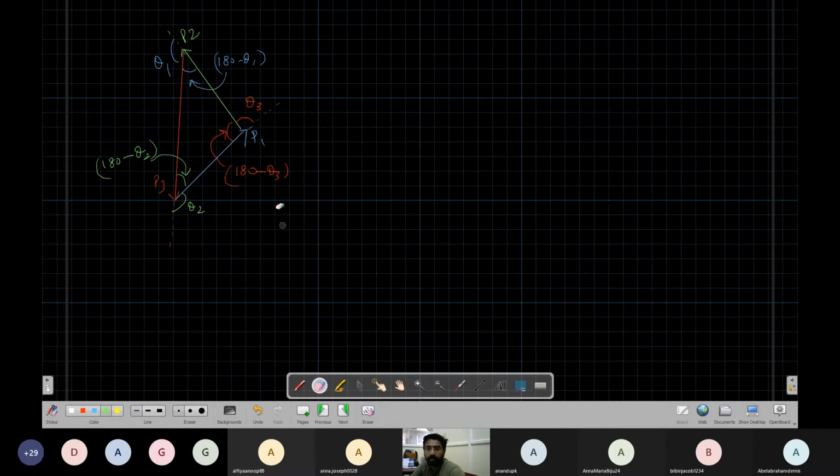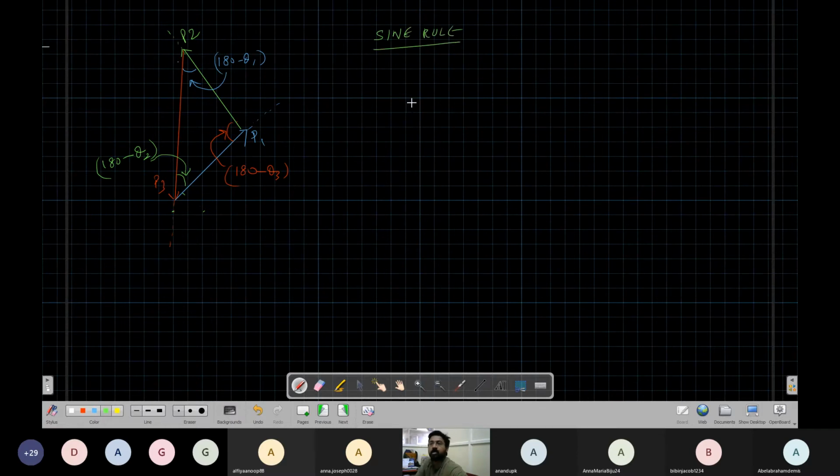I will drop the unnecessary angles. So I don't need this angle. I don't need this angle also. I don't need this angle also. So I have a triangle with three angles. Now I can use the sine rule.